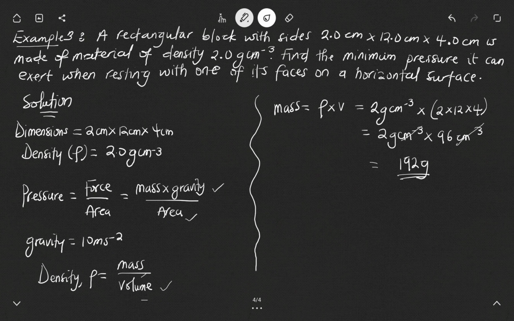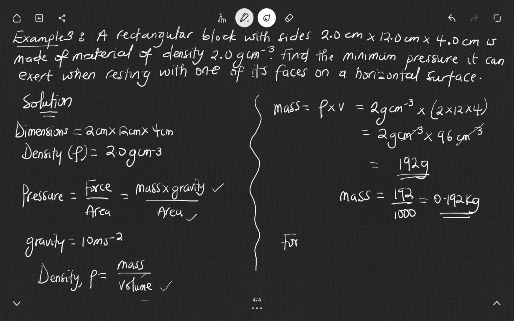To do that, we divide by 1,000. So if we do that, our mass will now be 192 divided by 1,000, and that will give us 0.192 kilogram as our mass. Right, so now that we have our mass, let's go ahead and calculate our force.